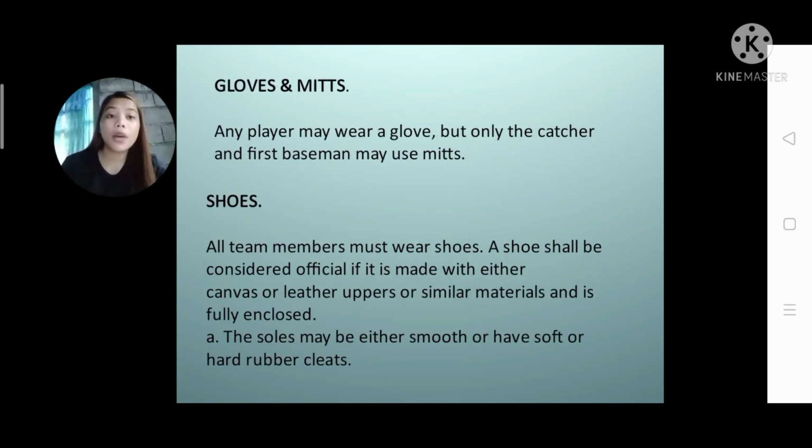So next, gloves and mitts. Any player may wear a glove, but only the catcher and first baseman may use mitts. Shoes. All team members must wear shoes. A shoe shall be considered official if it is made with either canvas or leather upper or similar materials and is fully enclosed. The soles may be either smooth or have soft or hard rubber cleats.